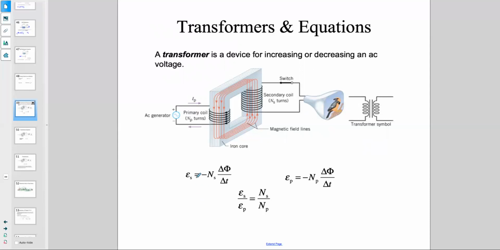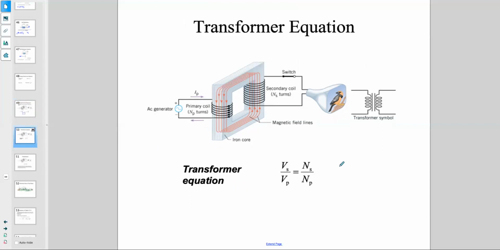Now, the primary coil has an EMF of negative N_P delta phi over delta T. The secondary coil will have an EMF of negative N_S delta phi over delta T. And if you divide them, you will end up having the ratio of the EMF of the secondary to the EMF of the primary is just essentially the ratio of their number of turns. Okay?